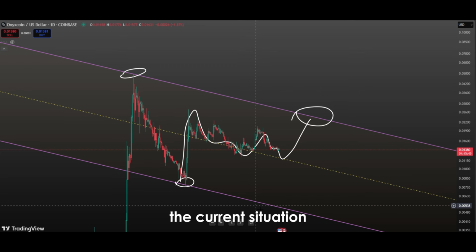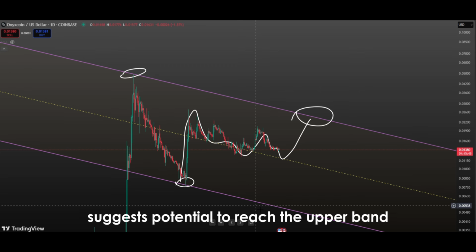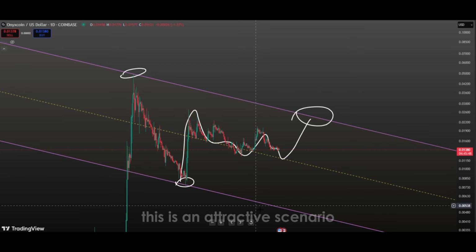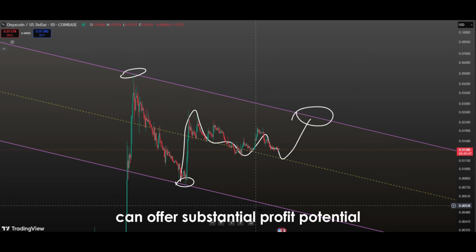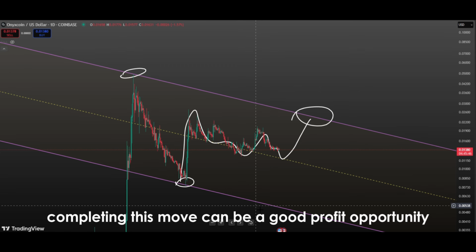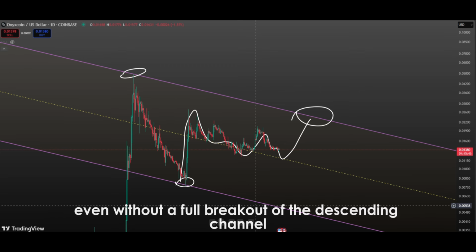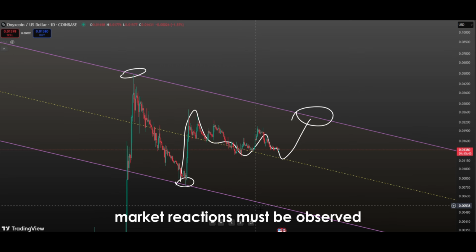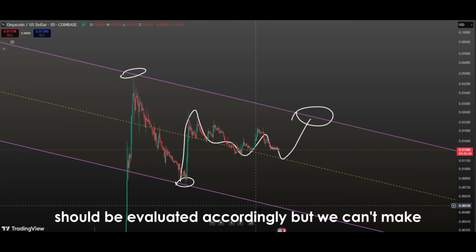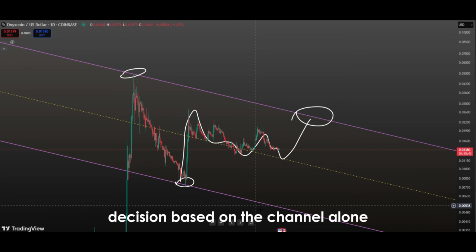The current situation with the price above the middle band suggests potential to reach the upper band. This is an attractive scenario, especially for short-term traders, because the move from the middle band to the upper band can offer substantial profit potential depending on the width of the channel. Completing this move can be a good profit opportunity even without a full breakout of the descending channel. However, once the upper band is reached, market reactions must be observed and whether the move will continue should be evaluated accordingly. But we can't make a decision based on the channel alone.